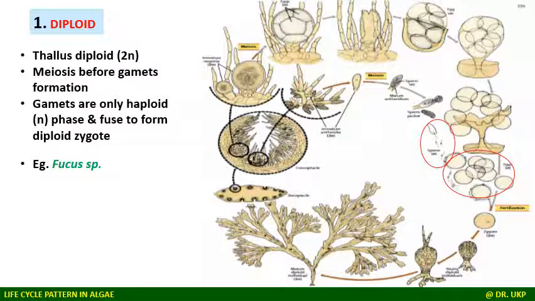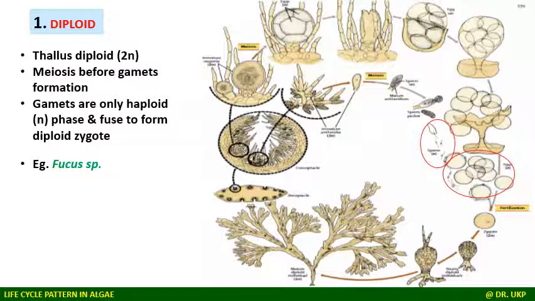The diploid thallus, on reproductive maturity, produces gametes by meiosis. So when meiosis occurs in the diploid thallus, the gametes are formed, and the gametes are the only haploid phase in this life cycle. Once the gametes form, they fuse together. Two gametes fuse to form a zygote. When two haploid gametes fuse, the zygote will be diploid.